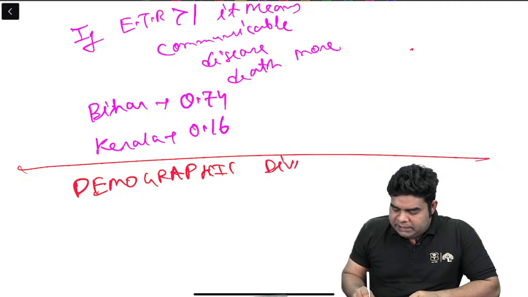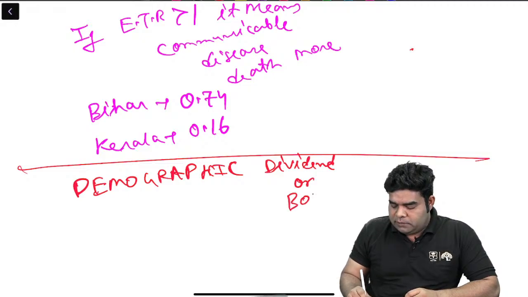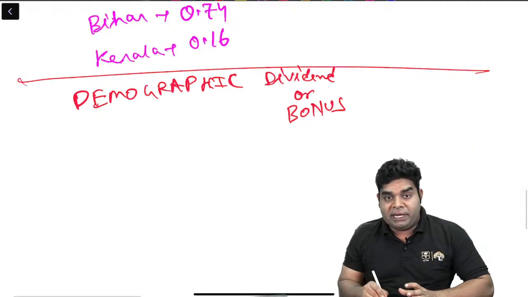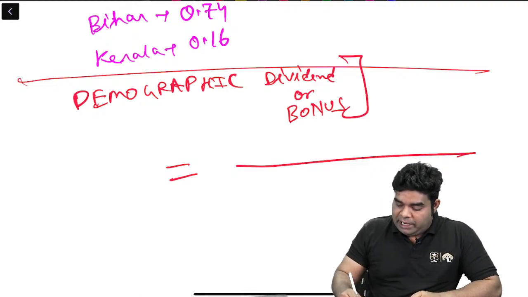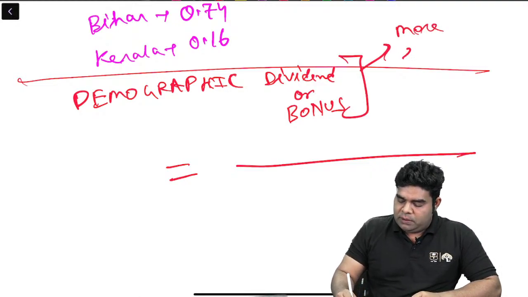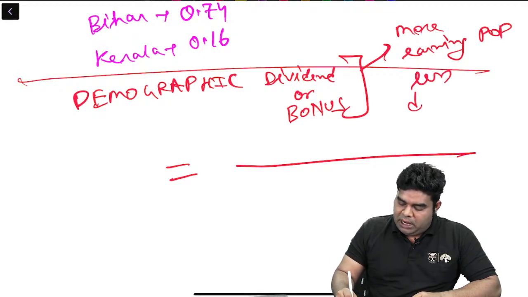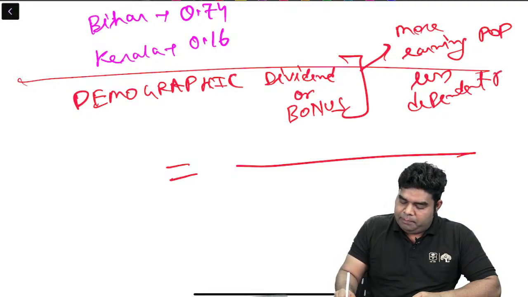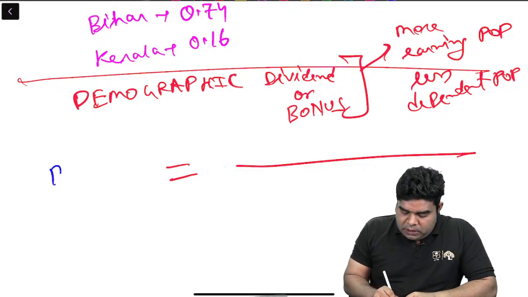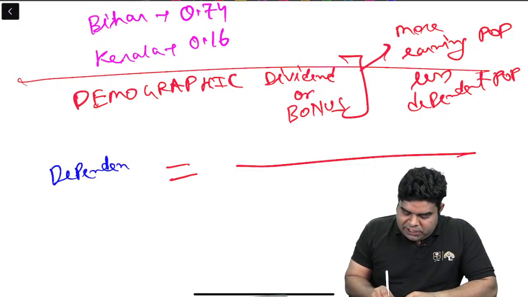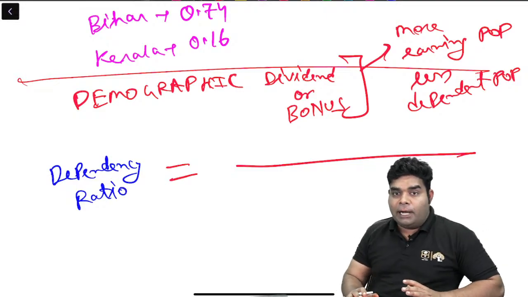Demographic dividend is also known as bonus. So demographic bonus or demographic dividend means we have more earning population and less dependent population. More people are earning money, less people are dependent on them. Okay, so there is a formula for dependency ratio which they also ask to calculate in some exam.